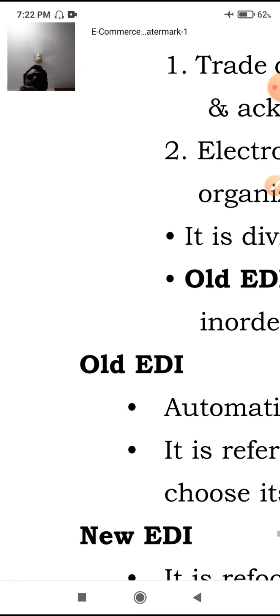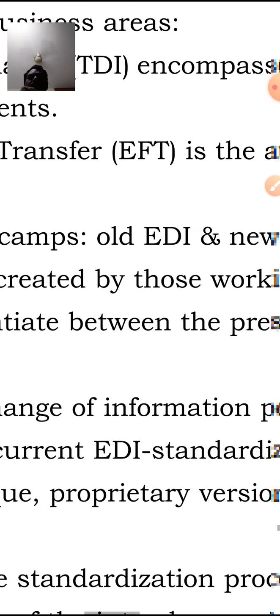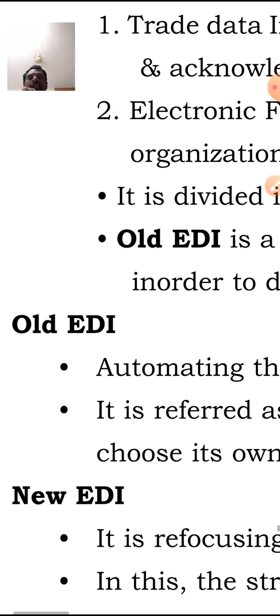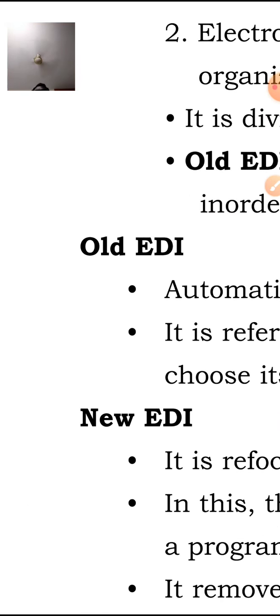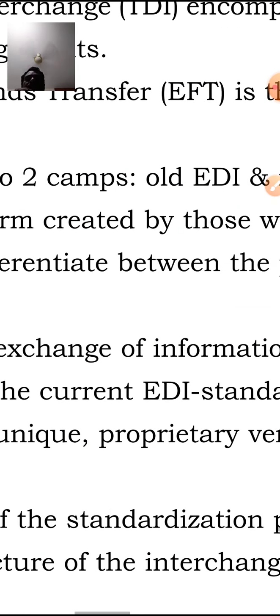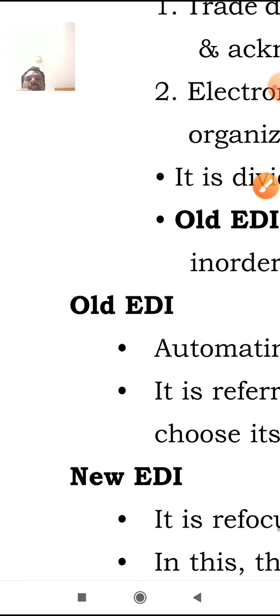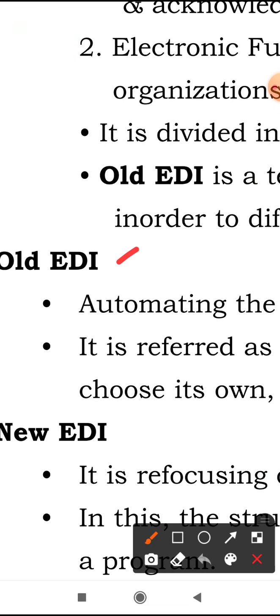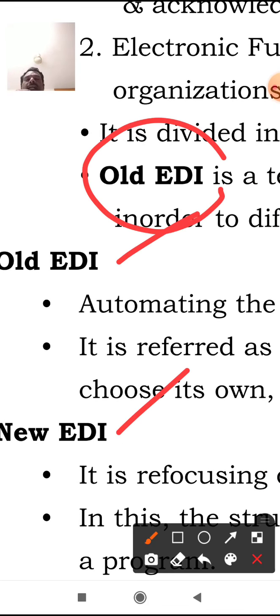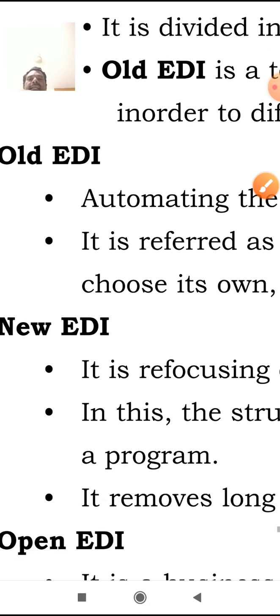So the traditional EDI is again divided into 2 camps, that is old EDI and new EDI. The traditional EDI is converted into 2 types. The old EDI and the new EDI are the 2 classifications of the traditional EDI.